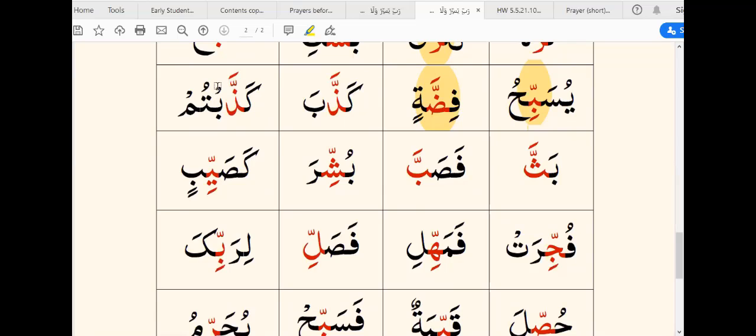And over here, as you can see, we have letter Ba that has a sukoon on top of it. So just as we did with letter Ra over here, we're going to join in the same way. Zab. And then again, letter Ta joining letter Mim that has a sukoon. Tum. Kaz. Zab. Kazzab. Tum. Well done.